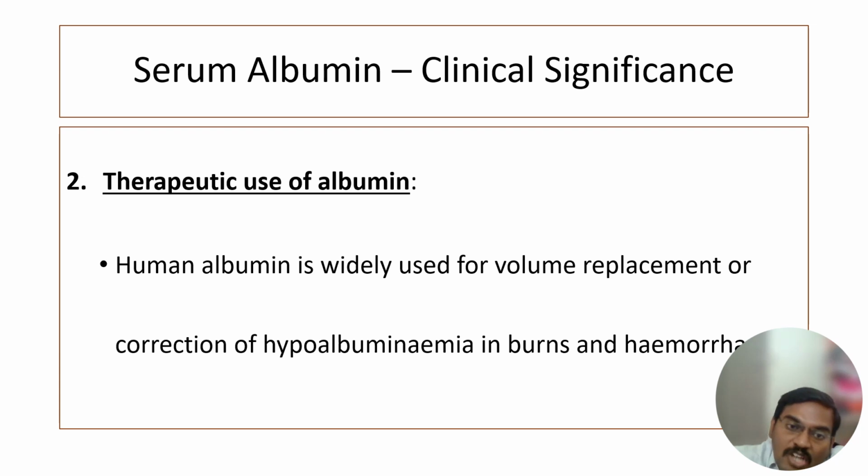That is going to increase the oncotic pressure. Oncotic pressure is going to drag the water from the cells and interstitial space into the blood vessels. So this is the next clinical use, that is the therapeutic use of albumin.